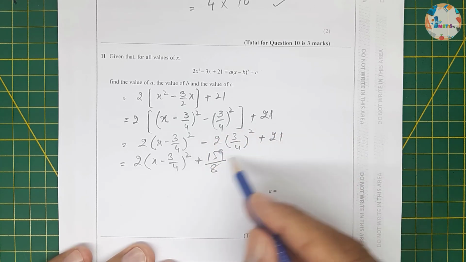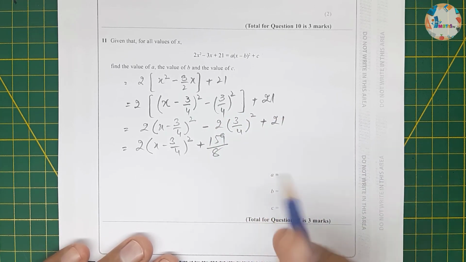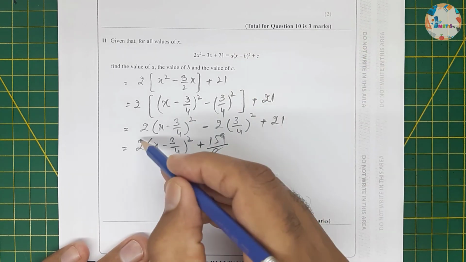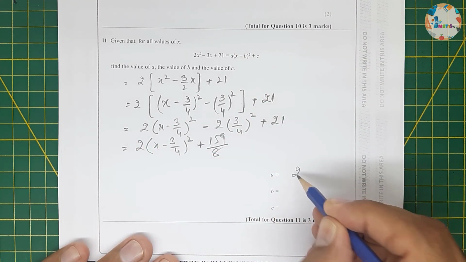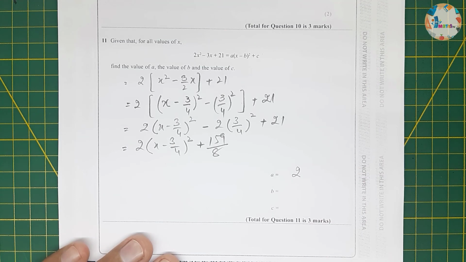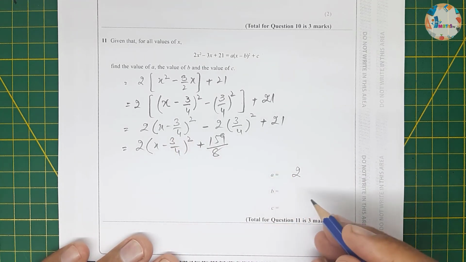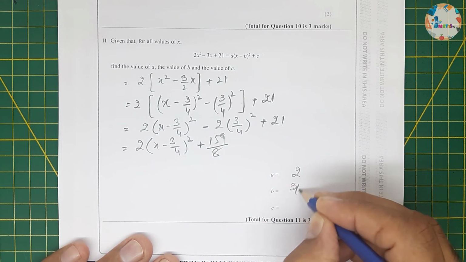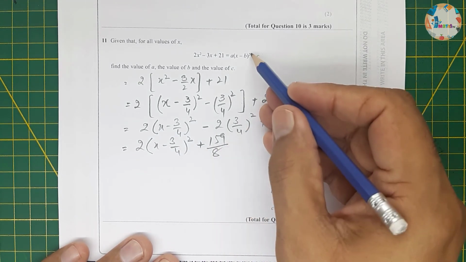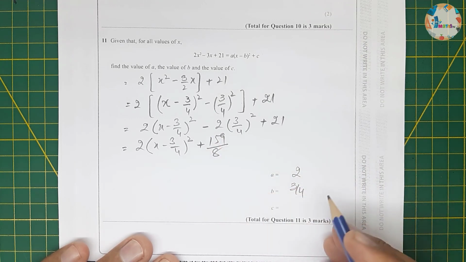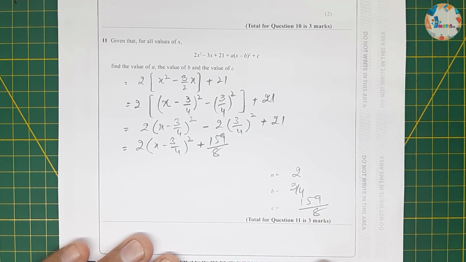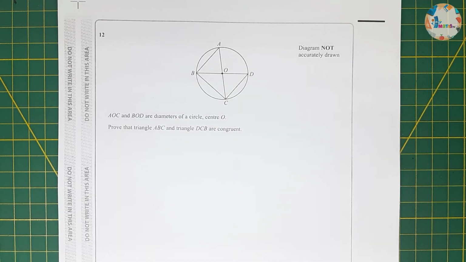We have solved this portion, and now what is a? a is over here, which is 2, so a will be equal to 2, and b is this location, which is 3 by 4, so b will be 3 by 4, and the c value is this one, which is 159 over 8, and this is our final answer, the a, b, c values.